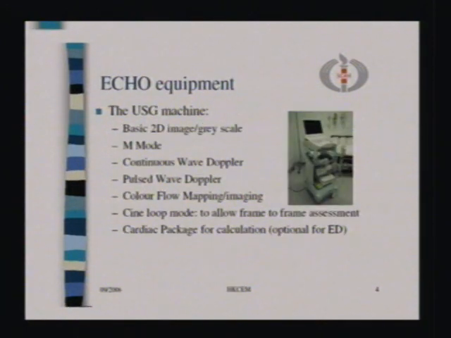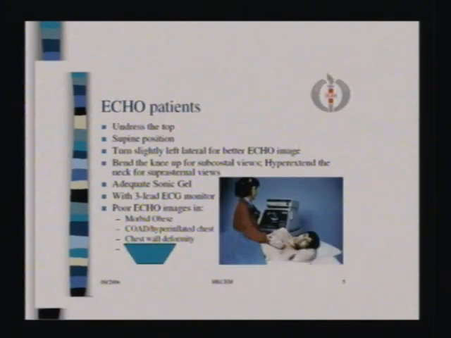An echo equipment is an ultrasound machine, and we must have all these things with us: a basic 2D image and grayscale, M mode, continuous wave Doppler, pulse wave Doppler, color flow mapping or imaging, a cine loop mode to allow frame to frame assessment, and a cardiac package for calculation. That is optional for an emergency or a portable echo, but otherwise in a lab you must have all these parameters in the machine.